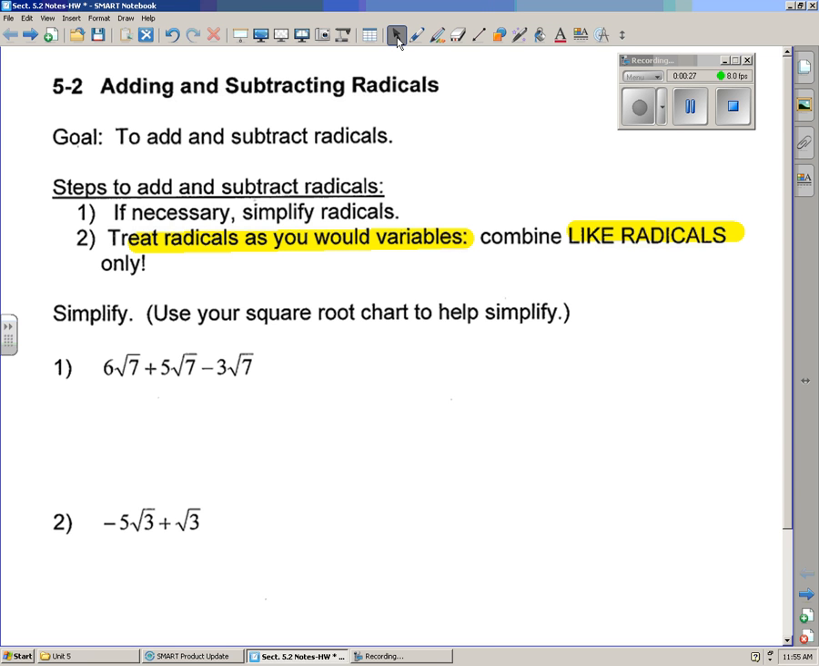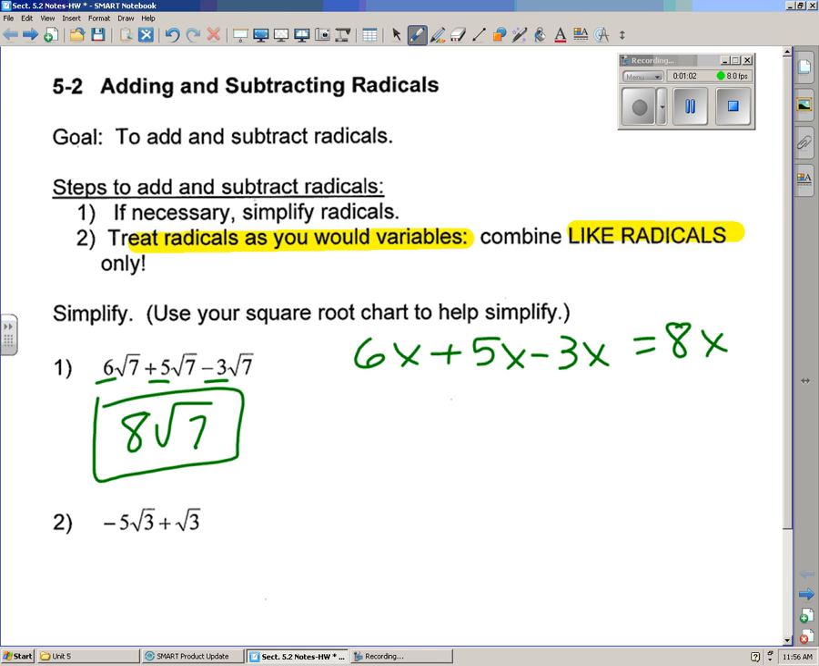Okay? So before we even do number one, if we were to change everything into variables instead of radicals, it's almost like you're saying, okay, well, 6x plus 5x minus 3x. And we're dealing with just these x's here, which happen to be radical 7s. Well, 6 plus 5 is 11. 11 minus 3 is 8. So you already know that this would just be 8x. Dealing with the square roots is no different. They're like radicals. So 6 plus 5 minus 3 is 8. And what are we talking about? We're talking about rad 7s. Okay?